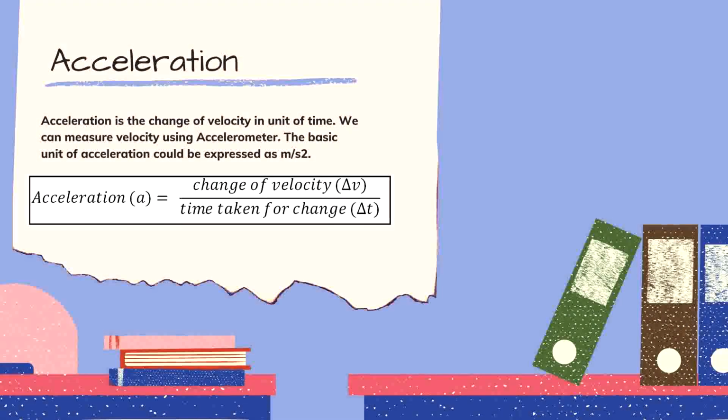Next is acceleration. Acceleration is the change of velocity in unit of time. We can measure acceleration using accelerometer. The basic unit of acceleration could be expressed as meter per second square. This is equation of acceleration. Acceleration or A equal change of velocity or delta V over time taken for change or delta T.